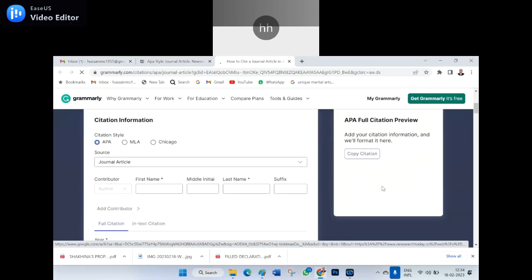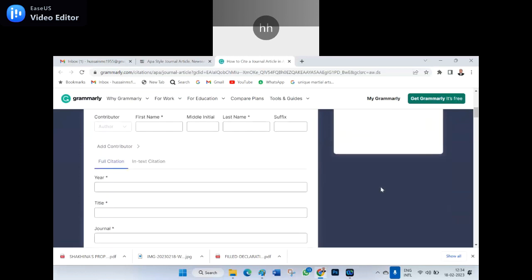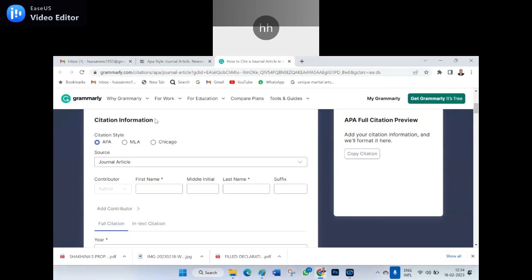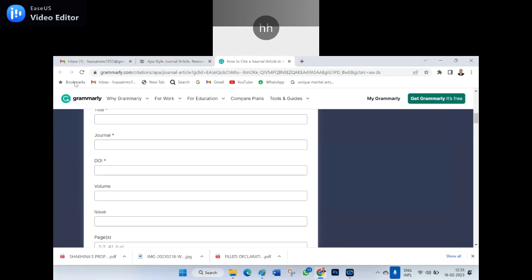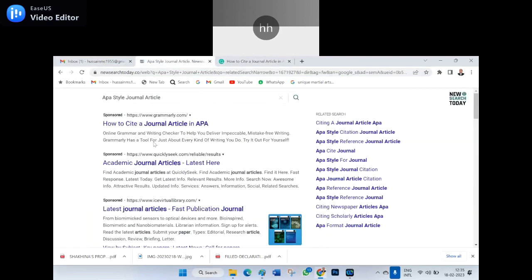Of course, here the generator has given APA style, MLA style, Chicago style. So these are the various styles. We can just fill it in. You fill in the APA style here, and you write the contributor, who is the author, first name and middle initial and the last name and suffix, and write the journal article here, then automatically it will generate its own way of the things. So it is the ready-made information that it wants to give here. So let us go, we want to make it out.